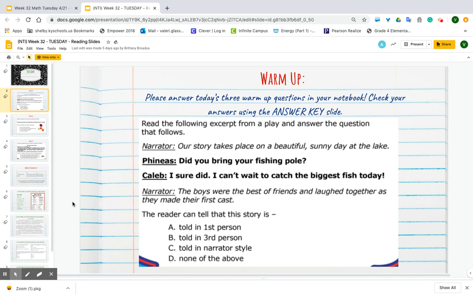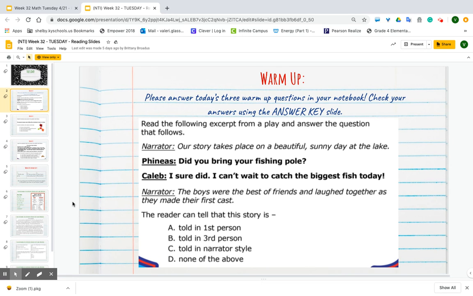Read the following excerpt from a play and answer the question that follows. We have the narrator. A narrator is the person who is telling the story. Our story takes place on a beautiful sunny day at the lake.